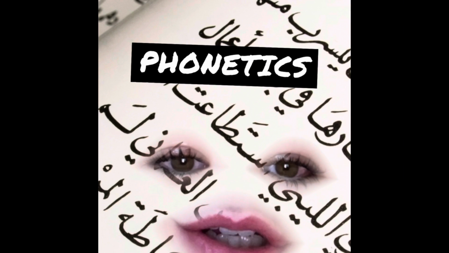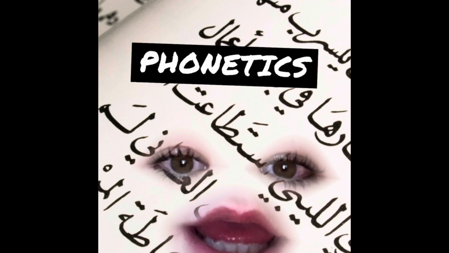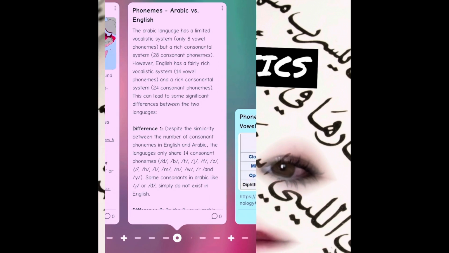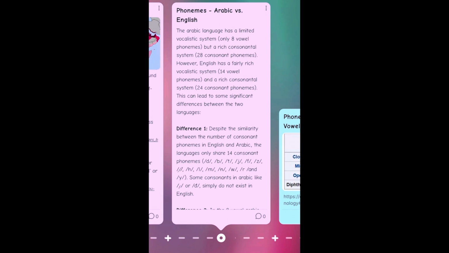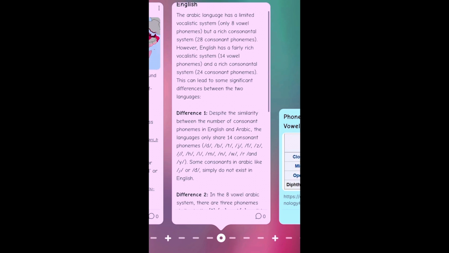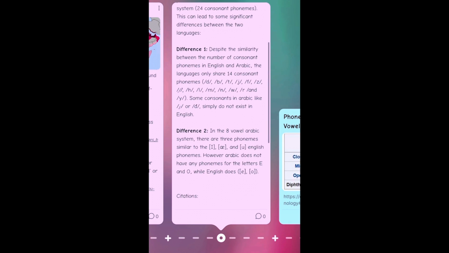And as for features, there's a few topics we'll cover today. The first is phonetics. The Arabic phonemic inventory resembles that of English, with 8 vowels and 28 consonants, compared to English's 14 vowels and 24 consonants. This means that some Arabic consonants, like these two, do not exist in English, and some English vowels, like these two, do not exist in Arabic. Let's go through the Arabic phonemic inventories now.